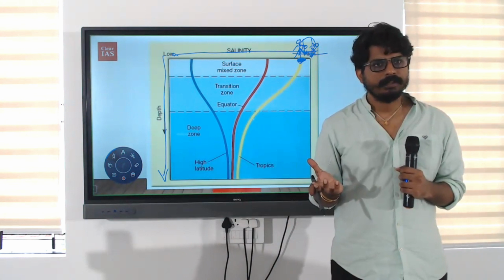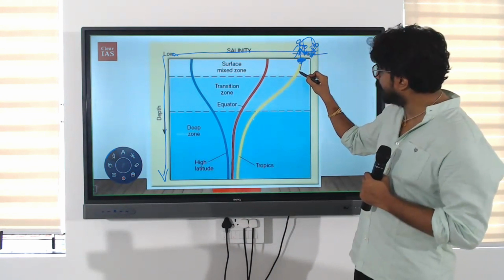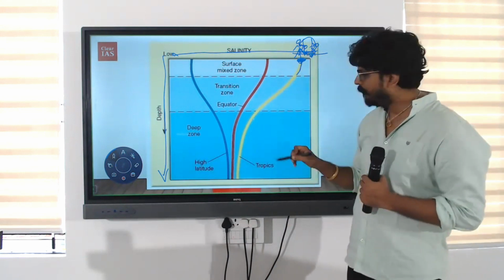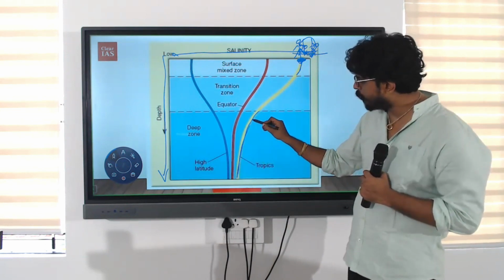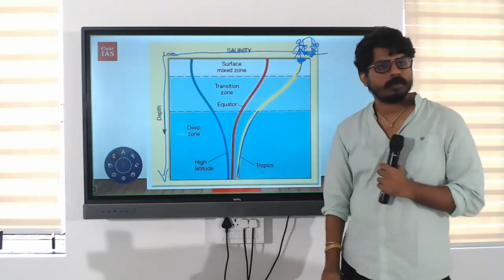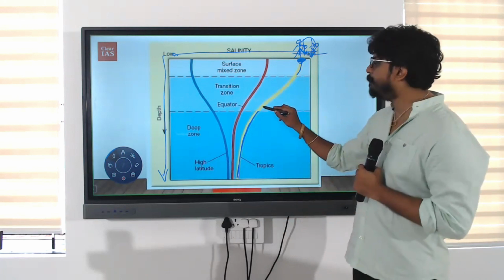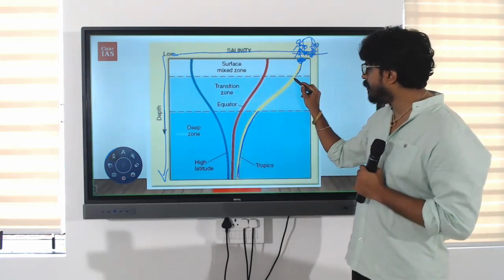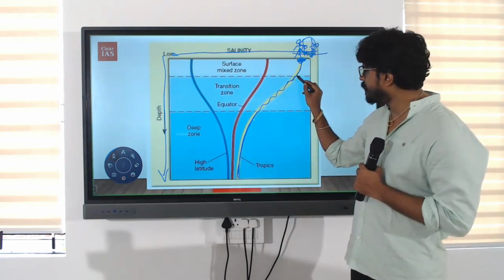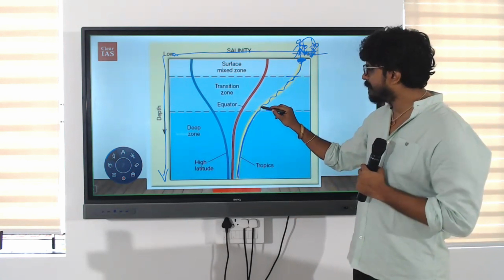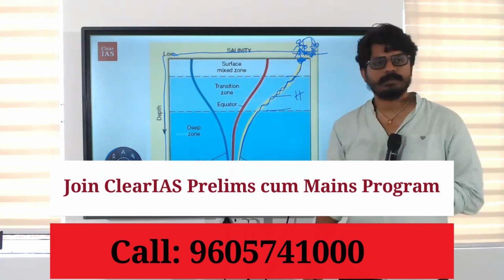Understood, everybody? Yes or no? Yes. And she can see the salinity is maximum. And when she reaches the bottom, she can also see that the salinity is almost constant. Can you see the salinity almost constant? Clear? And in between, there is a transition zone where the salinity changes the maximum. This transition zone where the salinity changes the maximum is called the halocline zone.